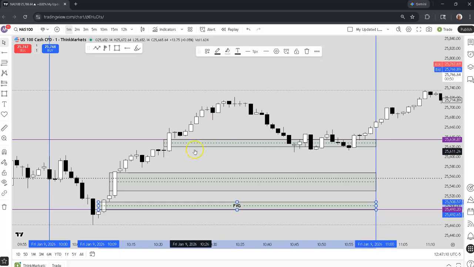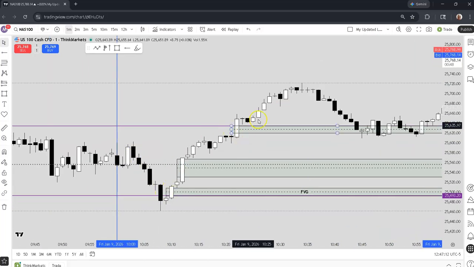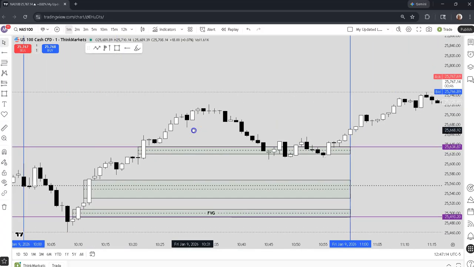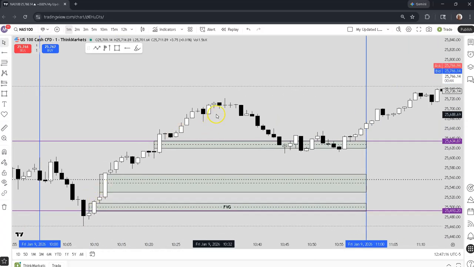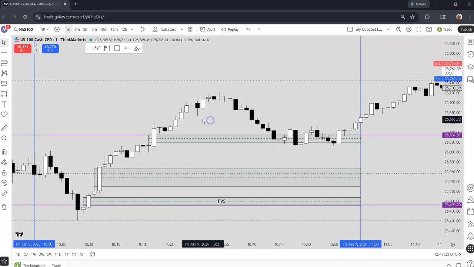Okay, so when I saw this happening, I marked up my gaps, right? I marked up my gaps, and I said eventually the market has to come back down and fill one of these gaps. So what I did was, I actually took a sell on the top. So I entered during this area here.